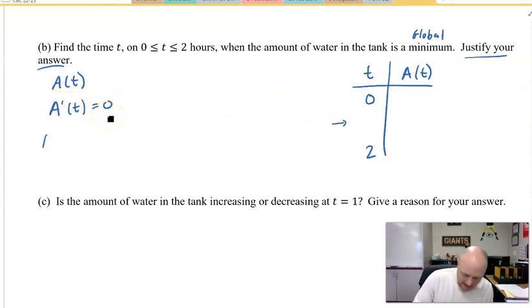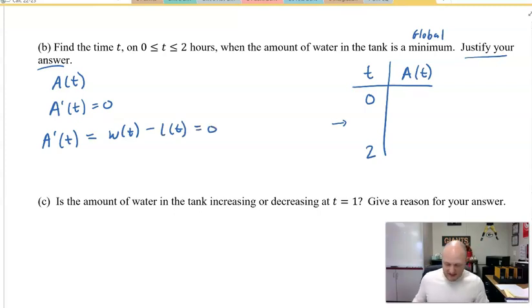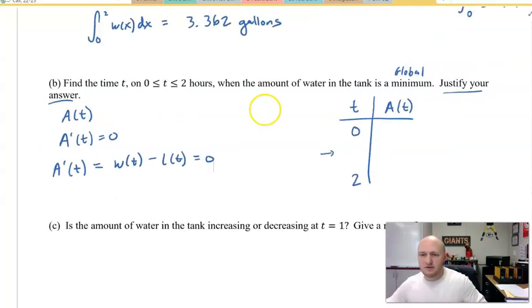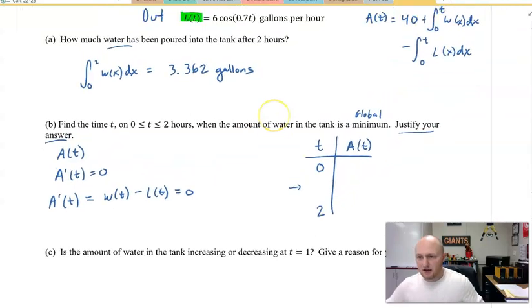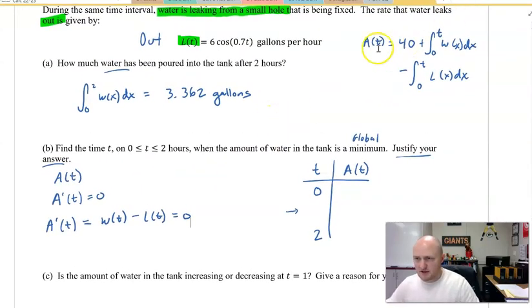What is A prime of t? Well, if I went up here, A prime of t was W of t minus L of t, okay? And I'm going to set that equal to 0. W of t minus L of t. So here's A of t. Again, I just took the derivative of this. It's essentially those two functions subtracting.